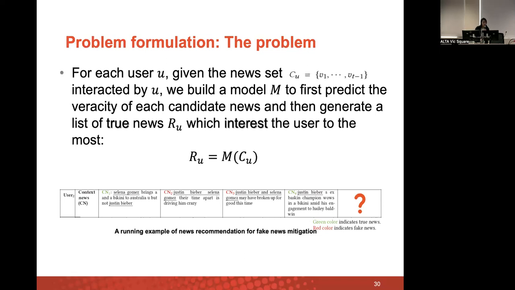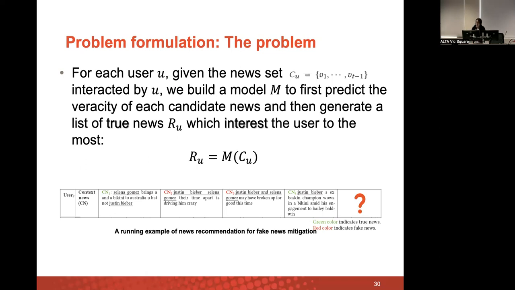So our problem is we have this matrix here, which is the user news item interaction. From here, we want to, with this context, we call it context news. So the green ones are true, the red ones are false. Okay, so this is a piece of true news. This is a fake news, and this is another true news.